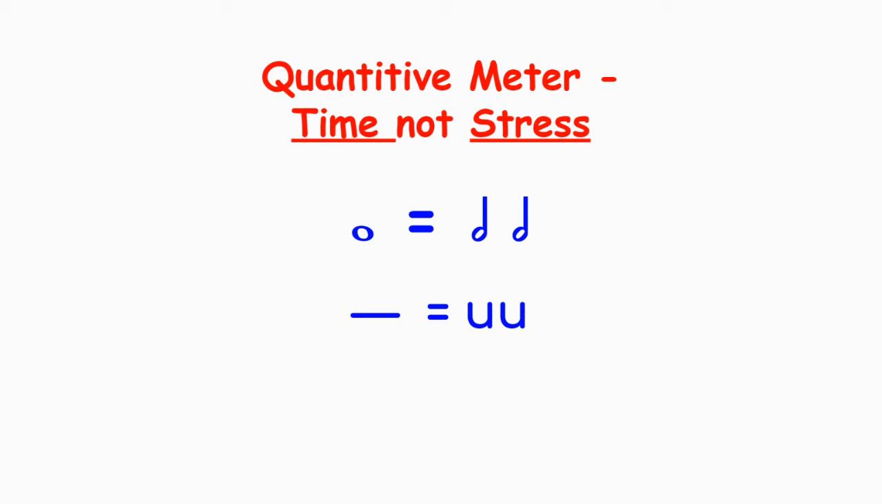If you're familiar with music, it's like the difference between a whole note and a half note. A whole note equals 2 half notes. They take the same amount of time if you're singing or playing music. Likewise, in quantitative meter, as we're going to see with Virgil's Aeneid, a long syllable takes twice as much time as a short one, or you can say 2 shorts equal 1 long, and vice versa.